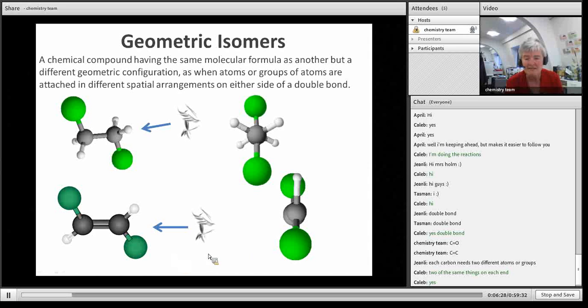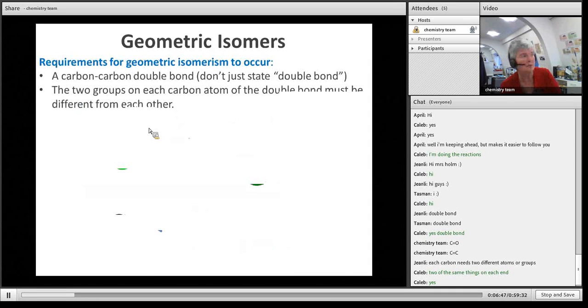But that's the reason why we can get geometric isomers, because there's no rotation about the carbon-carbon double bond, and you should spell that out, for excellence. It's always spelling out the obvious. It may seem very obvious to you, but write it down. So we said carbon-carbon double bond, be as specific as possible, and we've also said the two groups must be different.